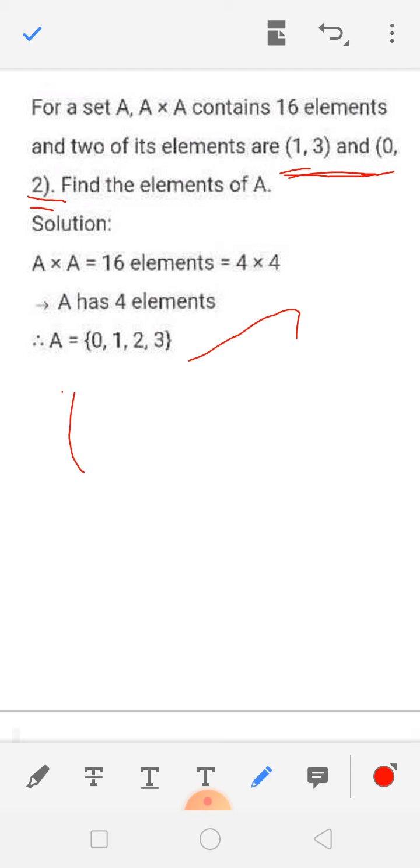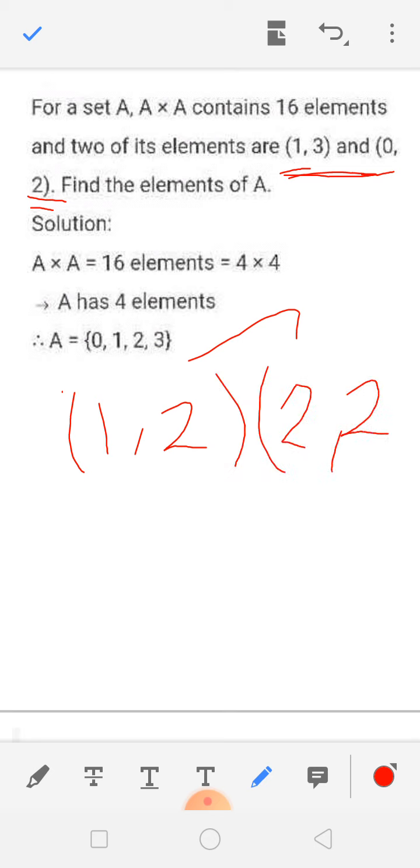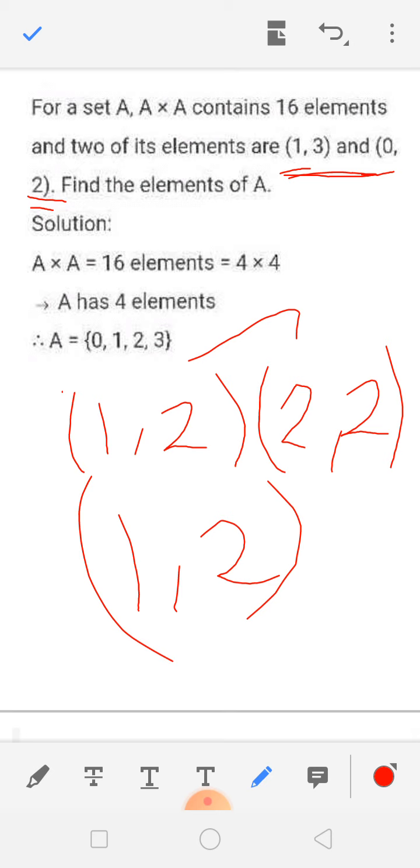Suppose (1, 2) and (2, 2), which means what? A's elements are just 1, 2 only, because A cross A means 2 cross 2, so it also equals (2, 2).